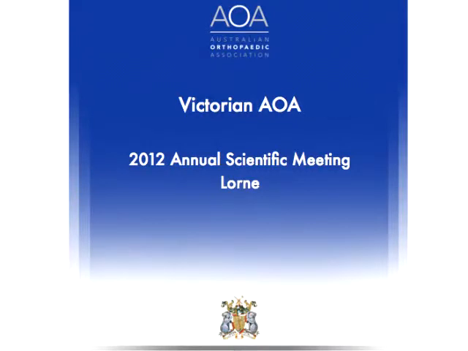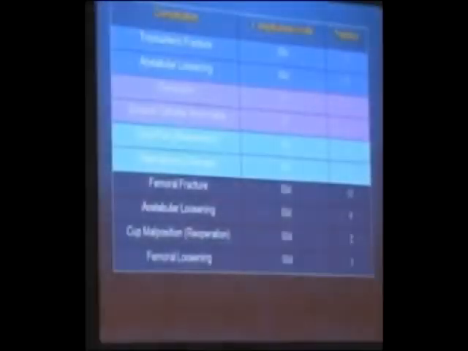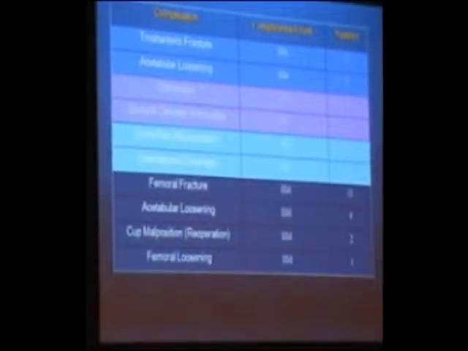Femoral neck fractures, and these went on to require revision. Four acetabular loosenings that required revision. Two cup malpositions were not acceptable, and one femoral component that loosened as a result of avascular necrosis.